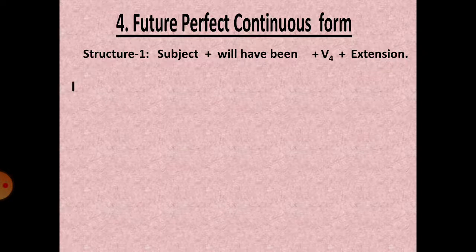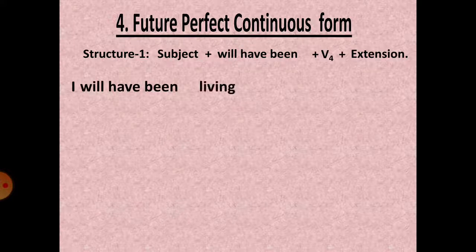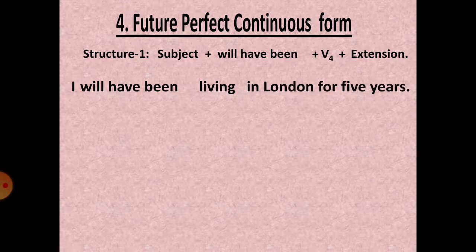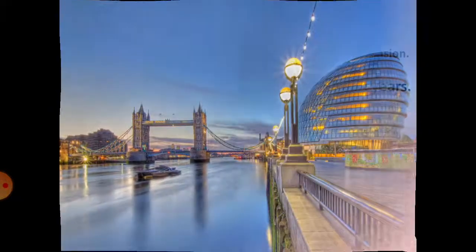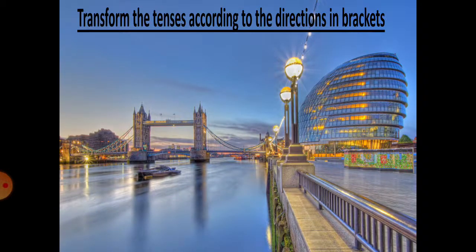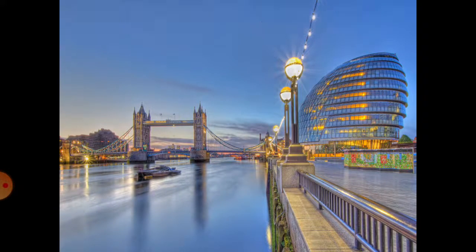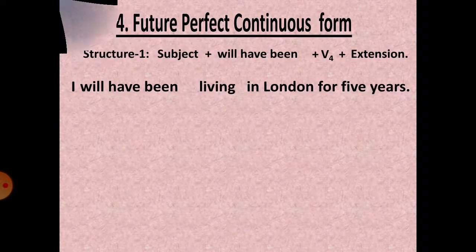I am giving the example. I have used a subject I, then I have put will have been, then the verb living, then the extension, in London for 5 years. I will have been living in London for 5 years.